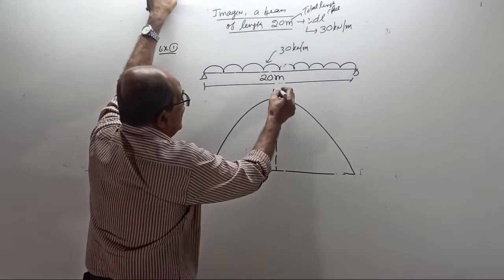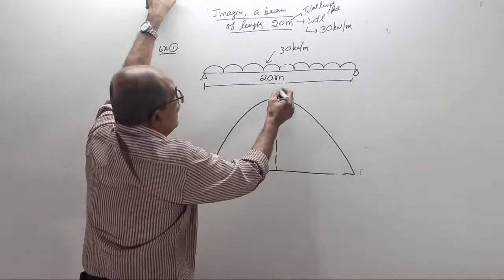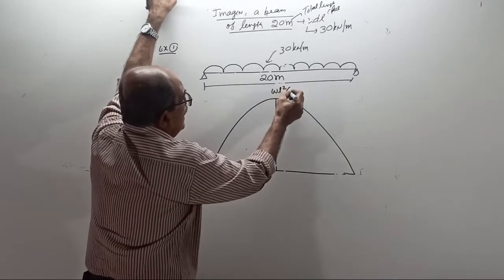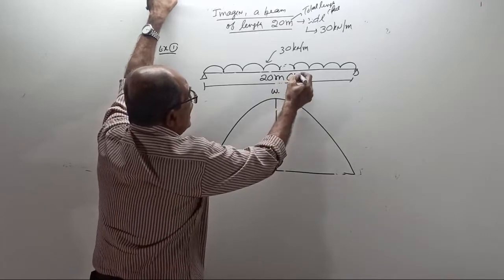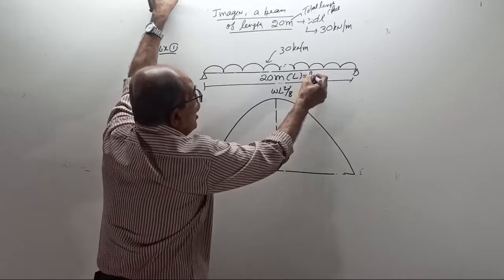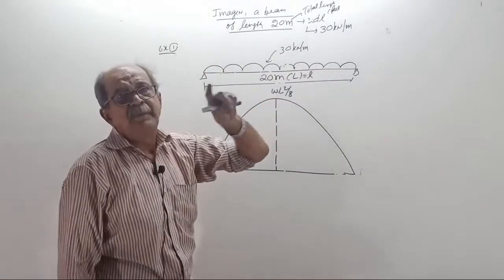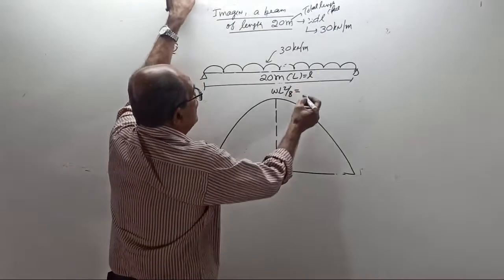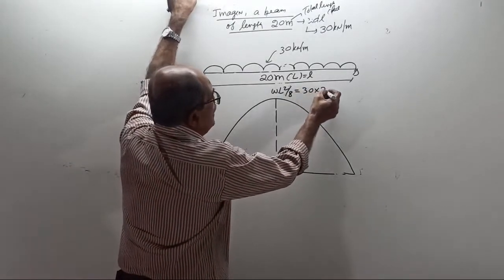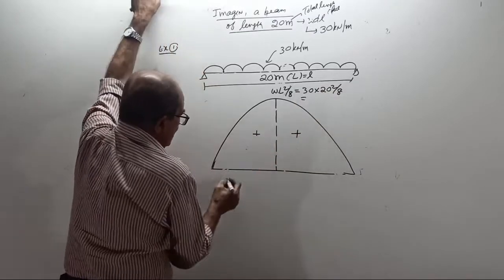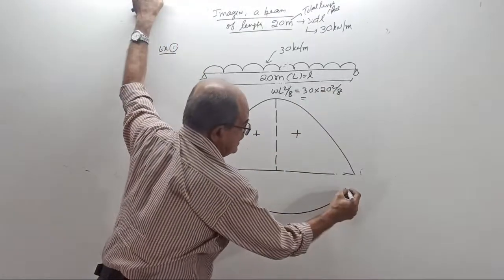This is directly the formula, just W L square by 8. Not L square by L. This is a capital L. W L square by 8. Answer: 30 into 20 square divided by 8. Full beam sagging. The full beam will sag.